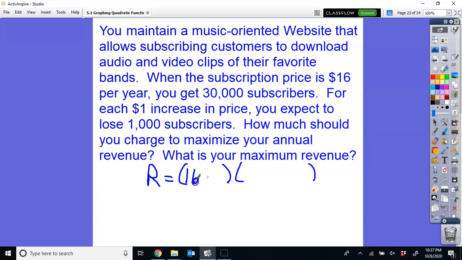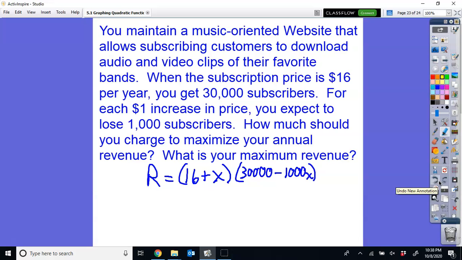And we figured out 16 plus $1, the beginning amount plus the move of $1, 1x. And then the number that you're selling right now, the beginning amount, is 30,000. But if you jack the price up $1, you lose 1,000 people. So essentially this little x here, every time I jack the price up $1, I lose 1,000 people. That's what that x really stands for. It's how many times I change the price, and how many people I'm going to end up losing times 1,000.